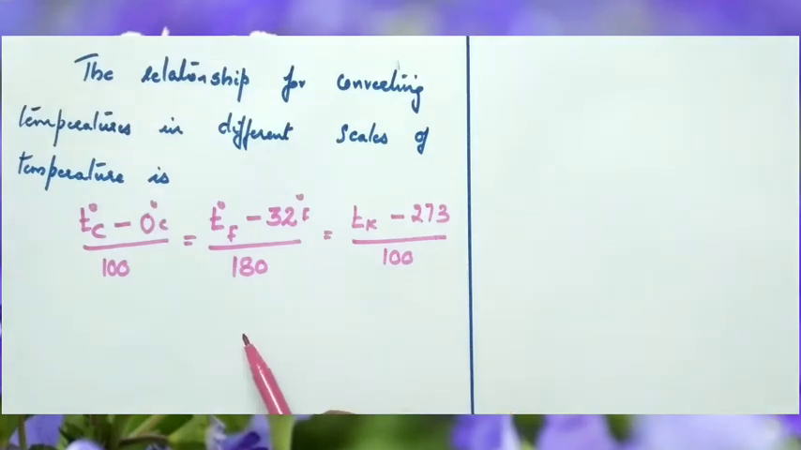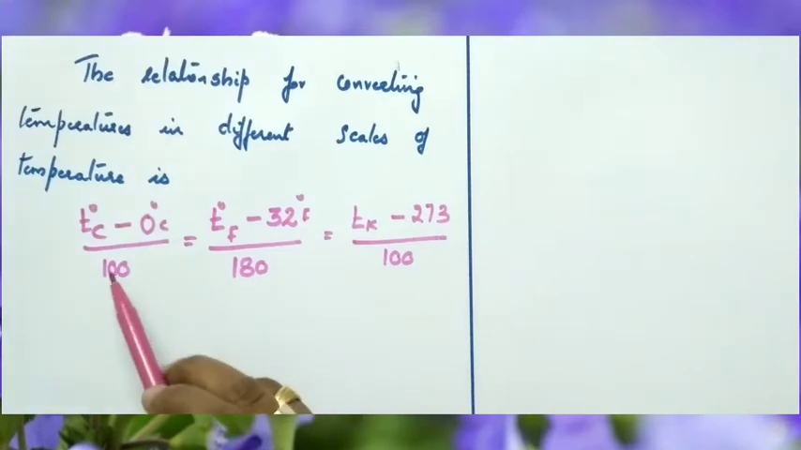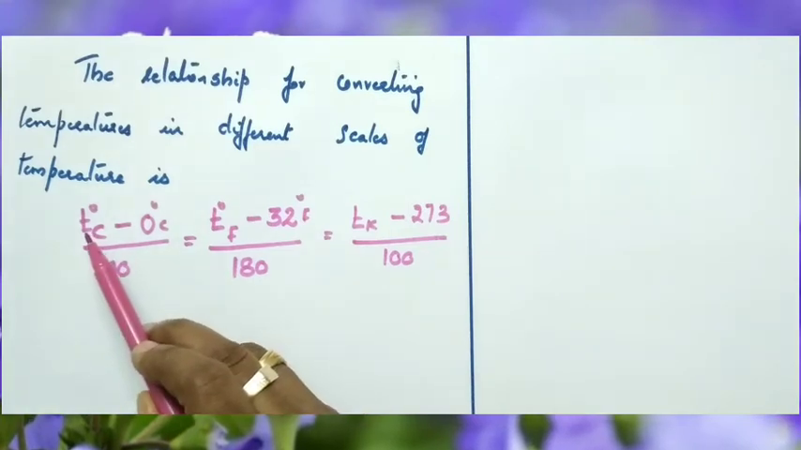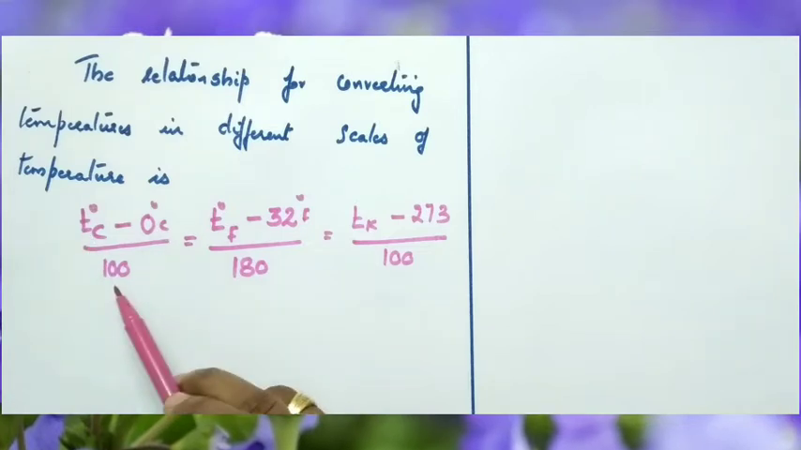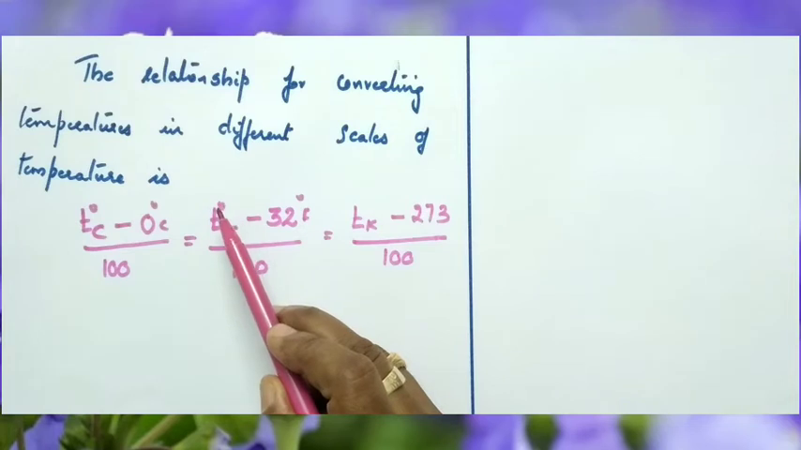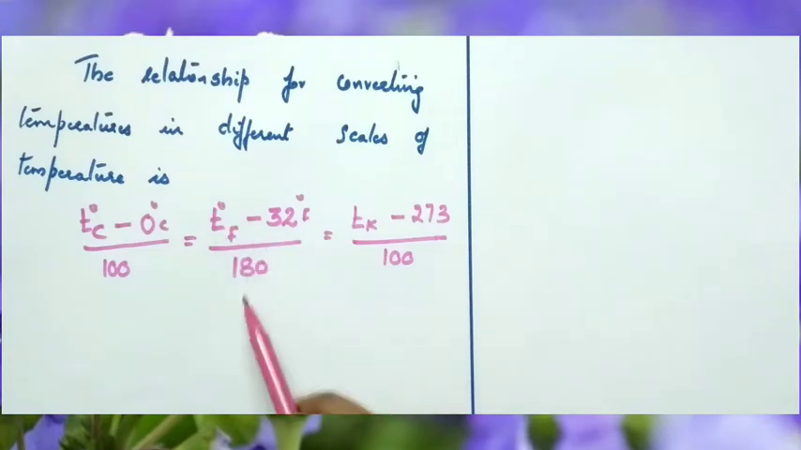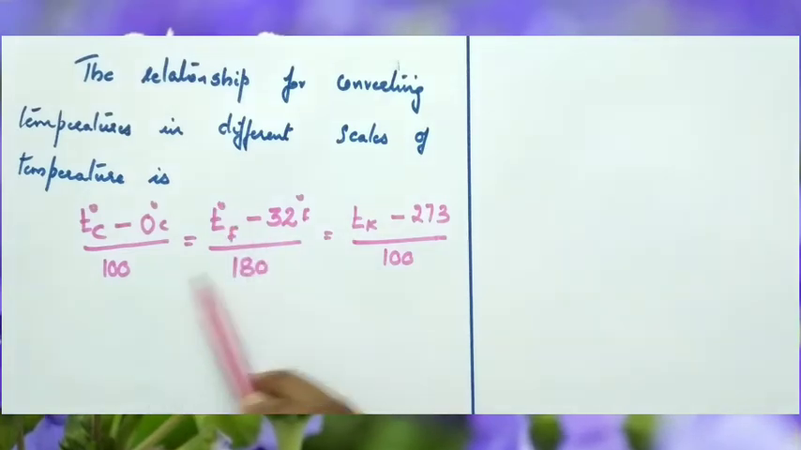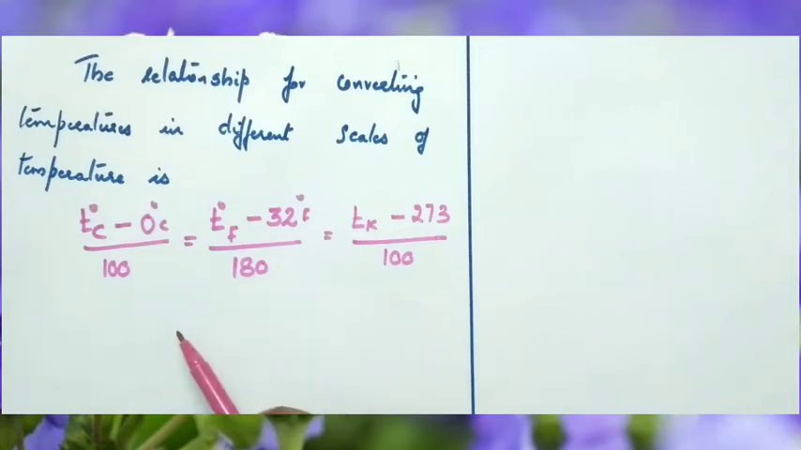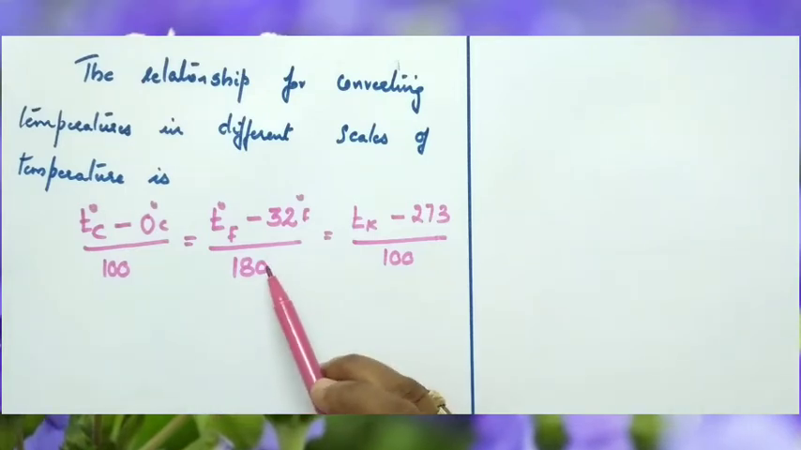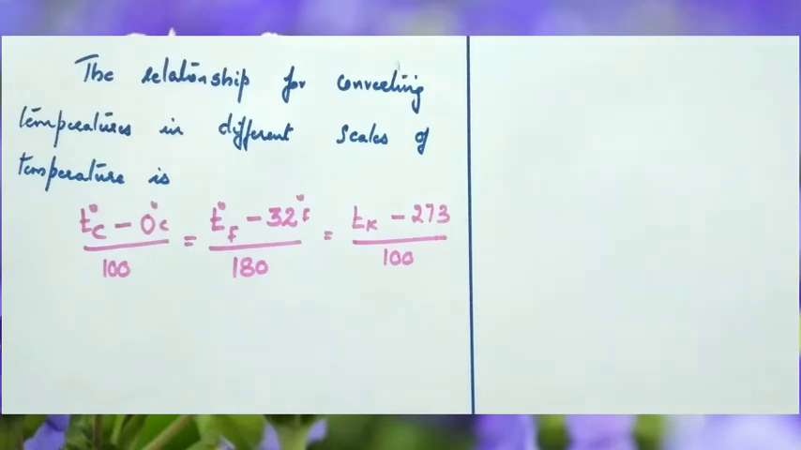Okay, if you want to find out 32 degrees Celsius is how many Fahrenheit, how will you convert 32 degrees? Here put 32 degrees Celsius. 32 minus 0 divided by 100 equal to T degree Fahrenheit we have to calculate, minus 32 divided by 180. Using the general relation we can find out temperature from degrees Celsius to Fahrenheit scale. Okay children, so this is the general relationship for converting temperatures in different scales of temperature.